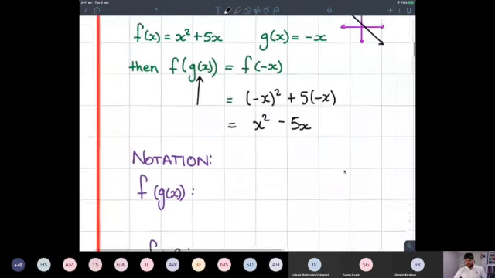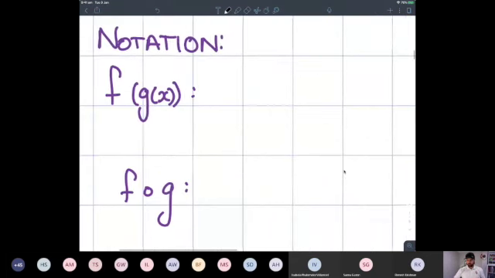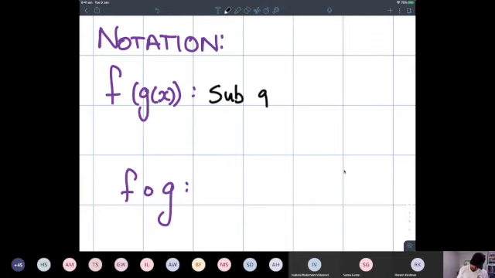So let's talk about some notation. There are two types of notation that you'll see with composite functions. You'll have f of g of x, and that just means sub g of x into f of x. And that's what we've seen earlier: if I have f of g of x, just substitute the g of x function into f of x.